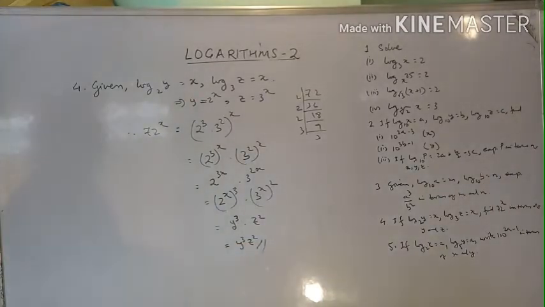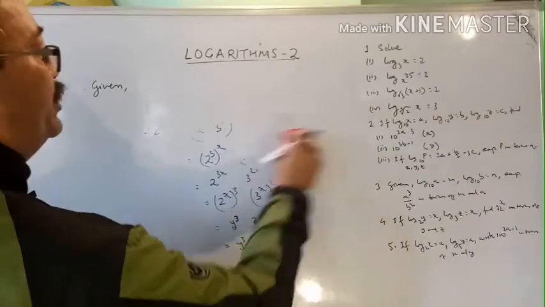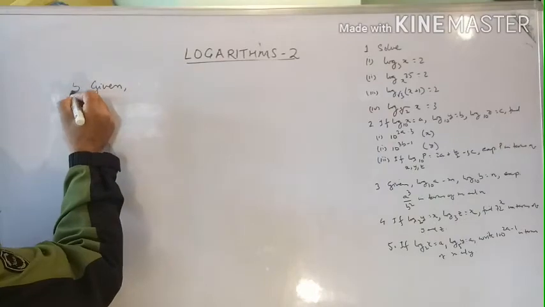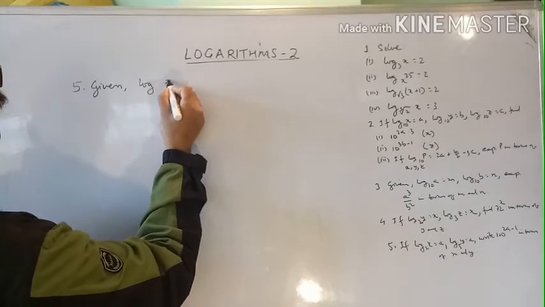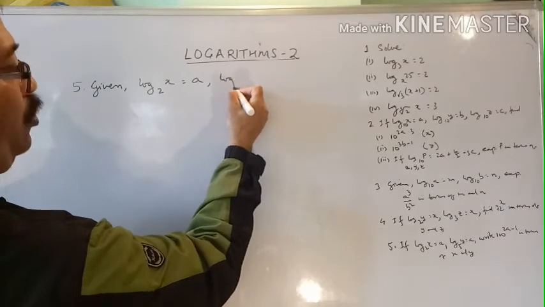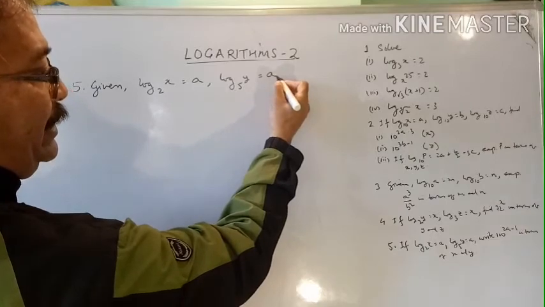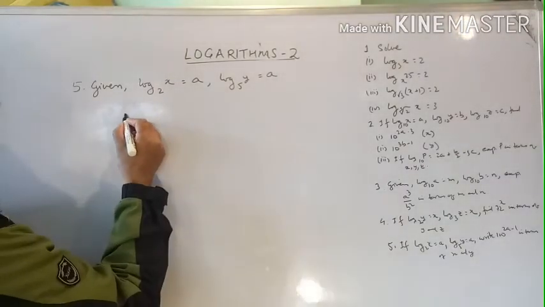Okay, that is done. Now we'll take the last question for the day, that is number 5. So let's see what is given in question number 5. Given are log of x to the base 2 is equal to a, and log of y to the base 5 is also a. Okay, now we have to write 10 to the power 2a minus 1 in terms of x and y. It's similar to question number 4 only. So same way we'll proceed.